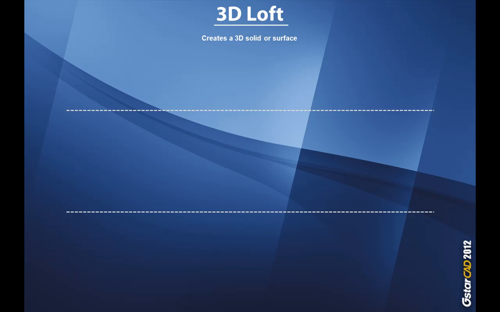For creating a 3D solid or surface you will need at least two cross sections. These two cross sections can be closed entities or closed objects. You can also do this operation with open objects or open entities, like an arc, a single line, or a spline. So when you are performing 3D loft with open objects, you will get a surface.